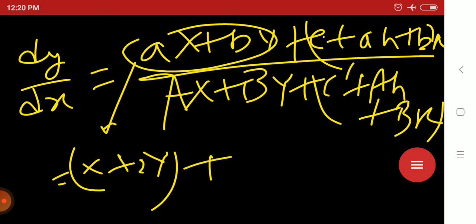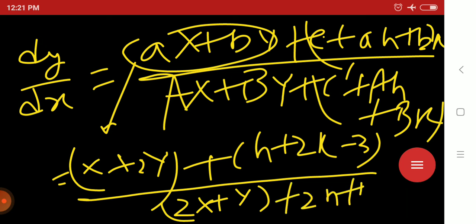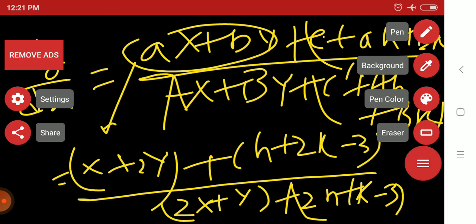plus h plus 2k minus 3 divided by 2x plus y plus 2h plus k minus 3, this format. So now what is our third step to do?